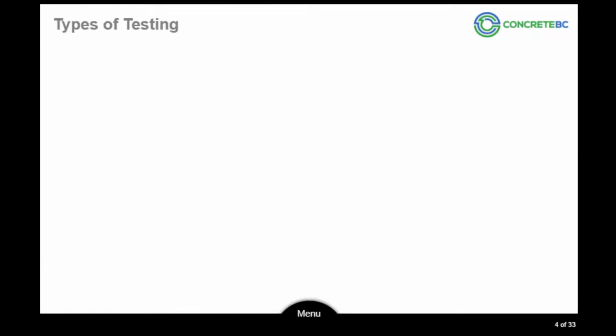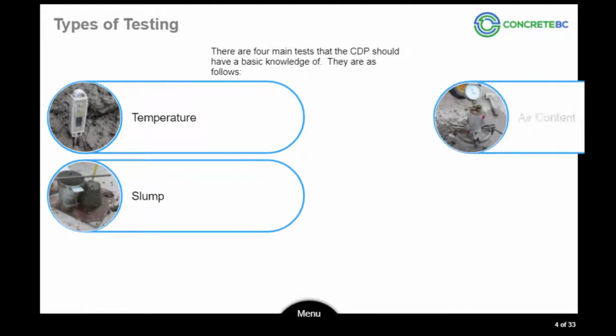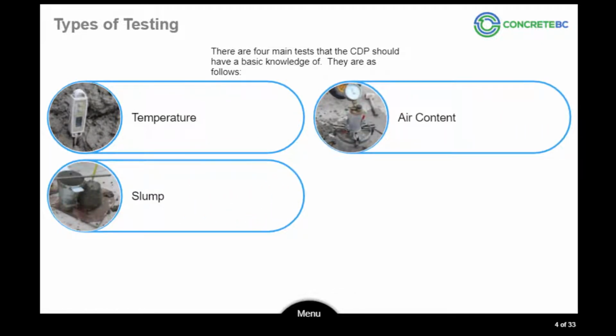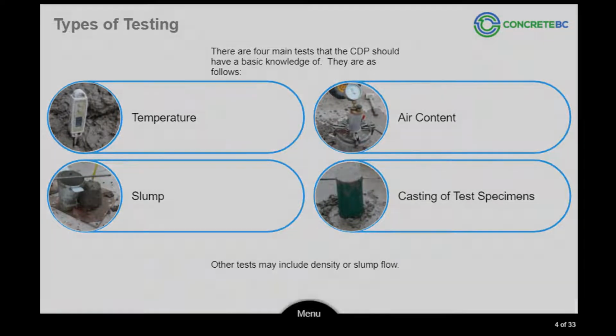Types of testing. There are 4 main tests that the CDP should have a basic knowledge of. They are as follows: 1. Temperature. 2. Slump. 3. Air content. And 4. Casting of test specimens. Other tests may include density or slump flow.